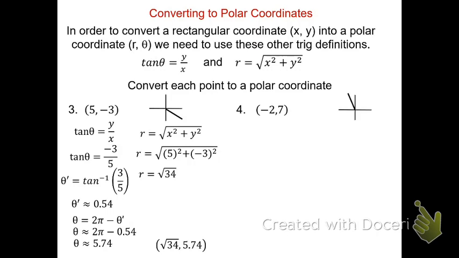All right, now negative 2, 7 is in quadrant 2. So I expect that my angle is going to be between pi over 2 and pi. So when I do my correction, I'm going to have to go pi minus the reference angle to find theta. All right, so let's try this.